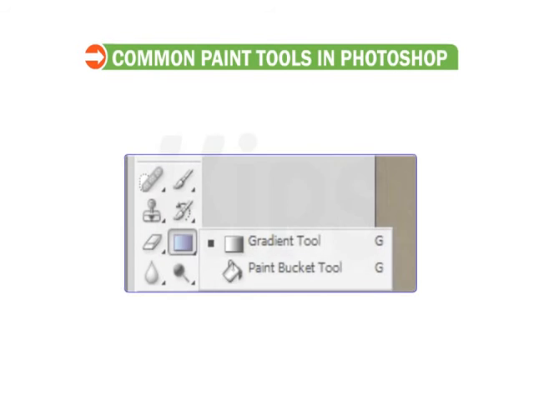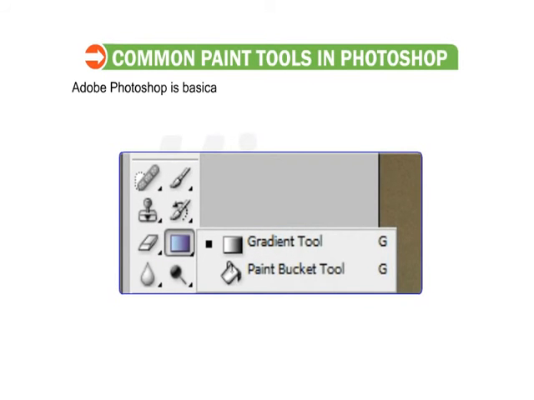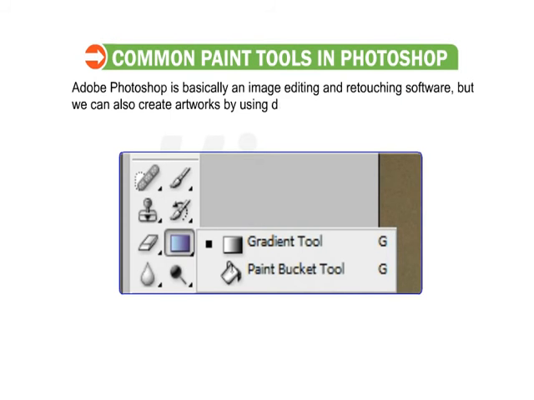Alright, now let's discuss some common paint tools in Photoshop. Adobe Photoshop is basically image editing and retouching software, but we can also create artworks by using different paint tools like Gradient, Paint Bucket, etc.